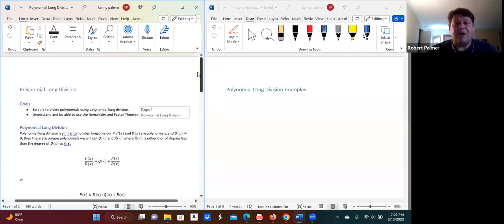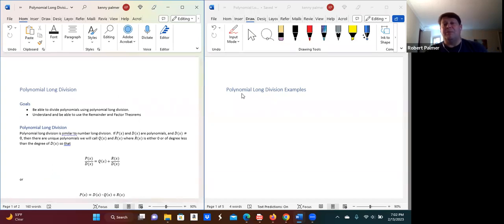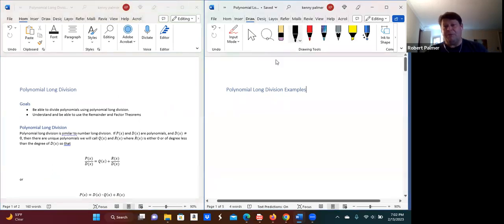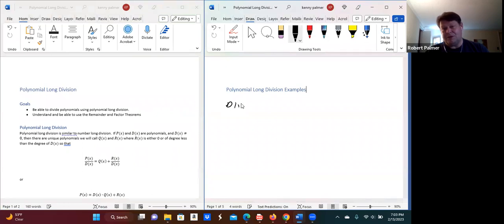So after saying all that, let's first look at an example with just numbers. Hopefully this will help you recall how we divide. And once you do an example with numbers, that will help us see how to do an example with polynomials. Okay, so let's do this. I want to divide 5,423 by 15.